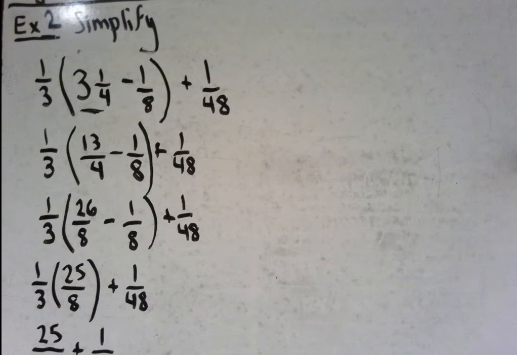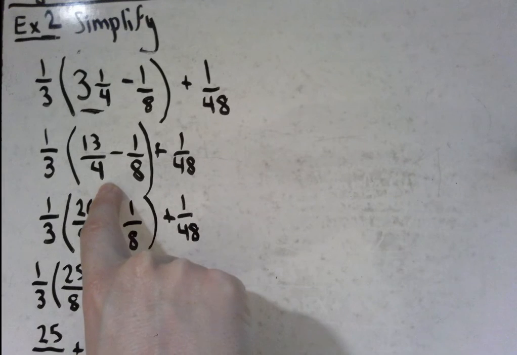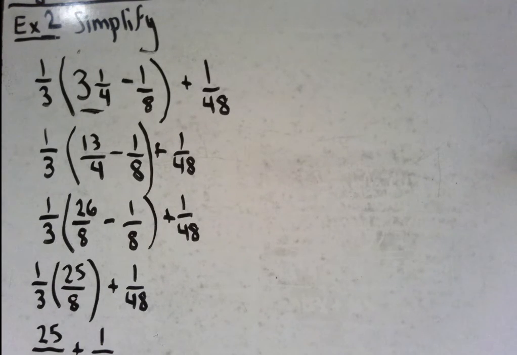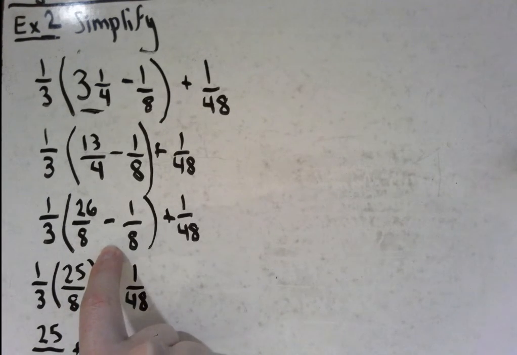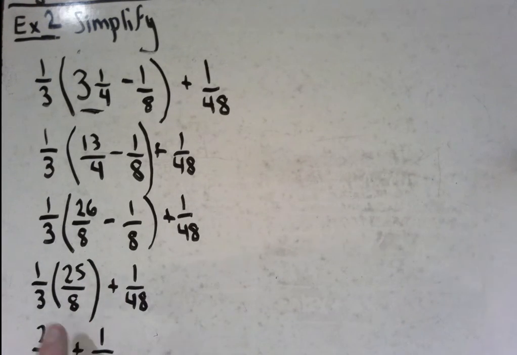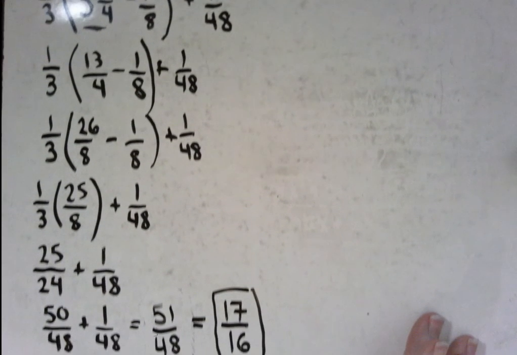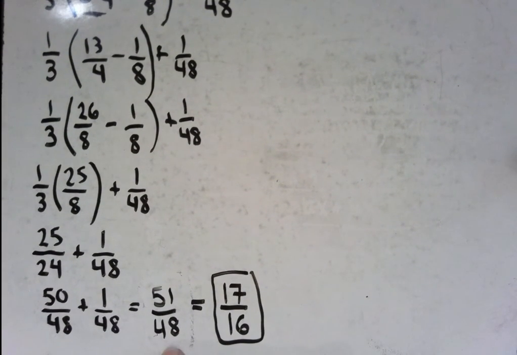So let's go ahead and check the answer. The first thing I did was convert the first fraction in parentheses to an improper fraction, which is 13/4. Then I found the common denominator to subtract, which was 8. And then I multiplied the two parentheses. And then I finally got another common denominator and added, and then simplified, and got 17/16. Let's do a couple more examples.